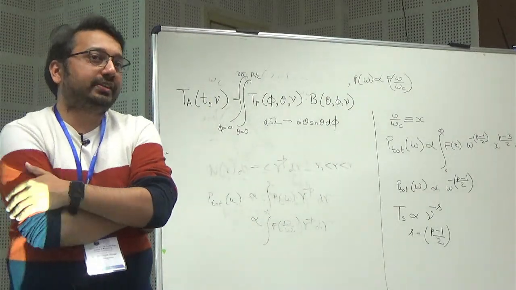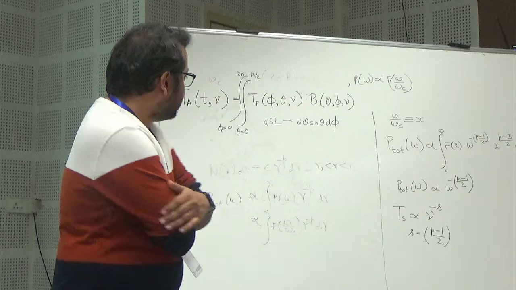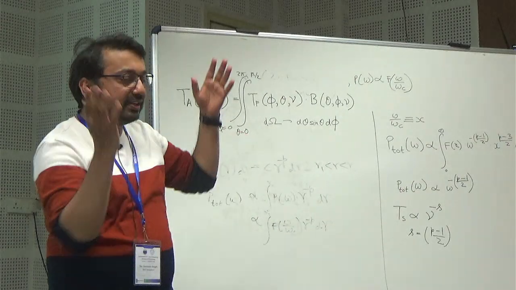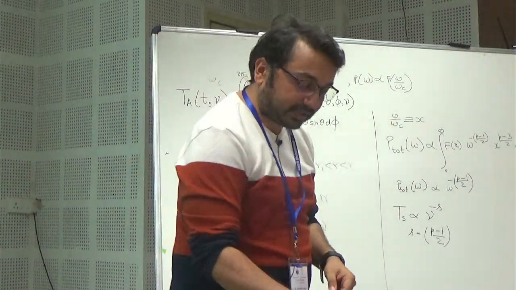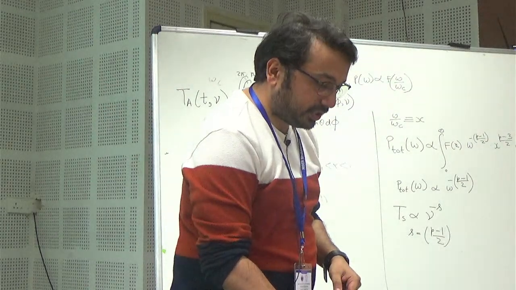So that's why these are called drift scans. Your sky is drifting. In principle, you can write this as theta phi because you know which theta phi you're looking at. But the time dependence comes from the non-stationary Earth.